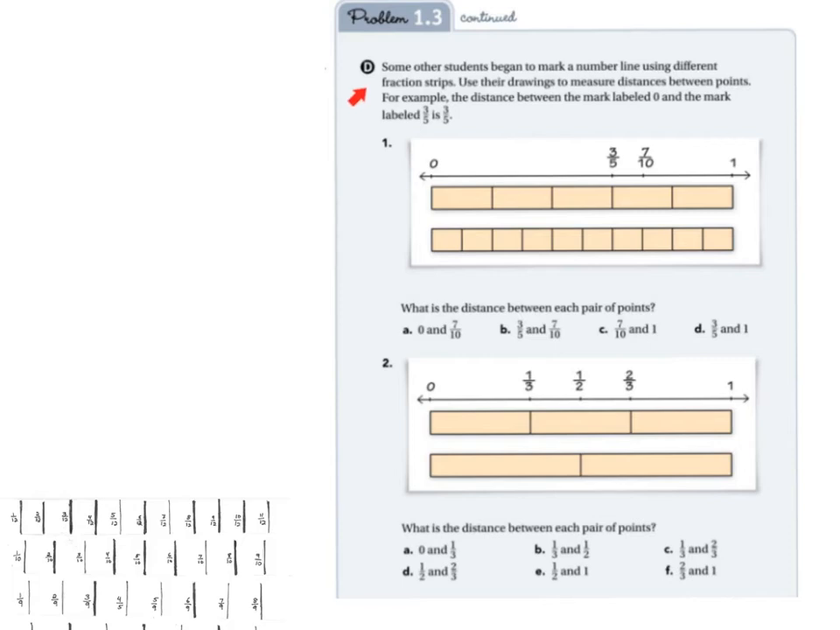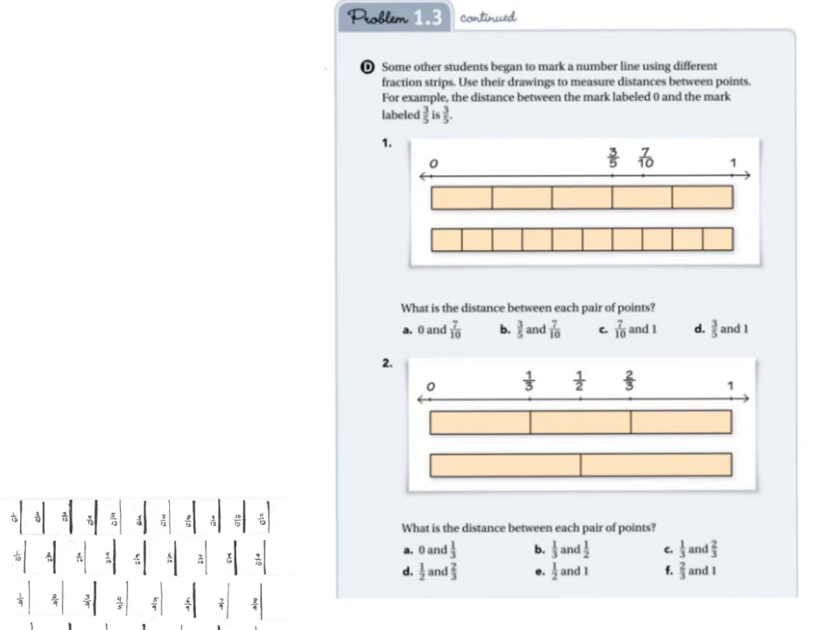D. Some other students began to mark a number line using different fraction strips. Use their drawings to measure the distances between the points. For example, the distance between the mark labeled 0 and the mark labeled 3/5 is 3/5. So 0 to 1, here's 3/5, which is equivalent to 1, 2, 3, 4, 5, 6, 7, 8, 9, 10. 1, 2, 3, 4, 5, 6. 6/10 is equivalent to 3/5, and you can see it on the number line, and you can see it with the different fraction strips.